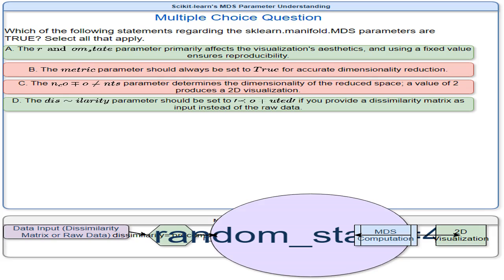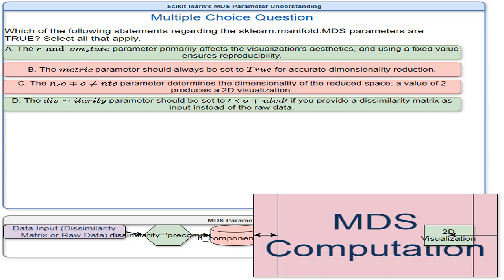The random_state parameter is used for reproducibility. Some aspects of MDS involve random processes, so using a fixed value for random_state ensures that you'll get the same results every time you run your code. It does not affect the accuracy of results, just the specific arrangement of the data points, which makes it easier to compare analyses.